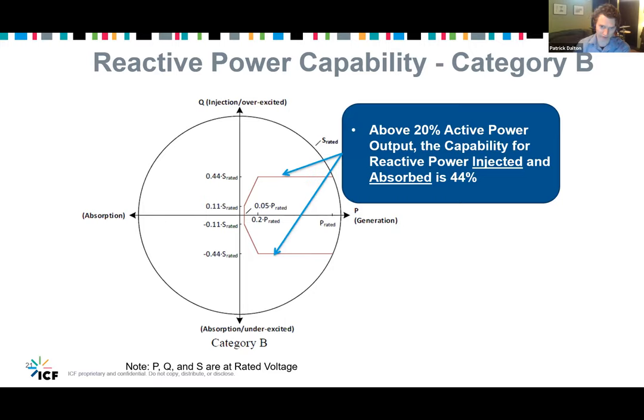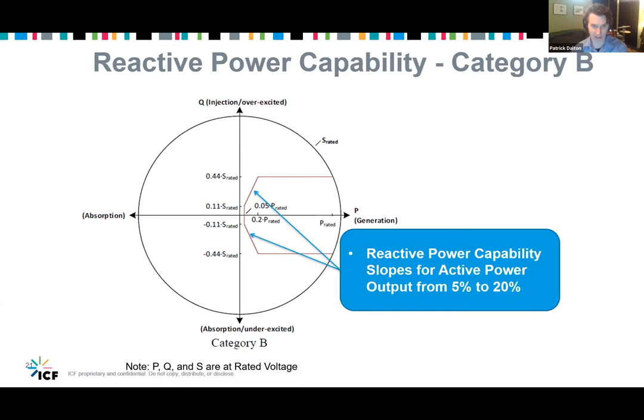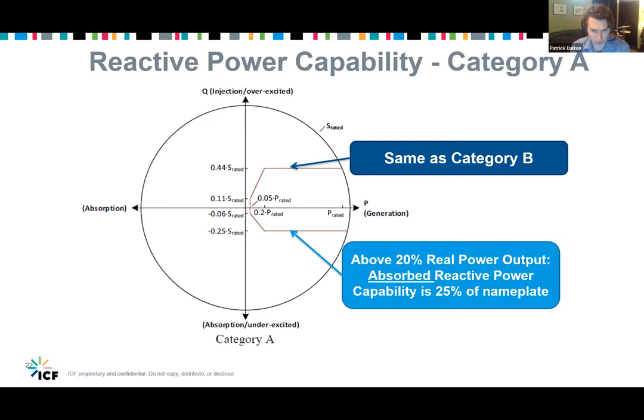I should mention that this requirement for the 0.9 power factor is really above 20% active power. As we get below that, it slopes down to avoid a step change in reactive power when a DER is going above and below that 0.2 per unit active power rating. And we'll notice that it's symmetrical here in terms of injecting and absorbing reactive power, which is different than category A, which has the same requirement for injecting reactive power, but has a lesser requirement for absorbing reactive power.